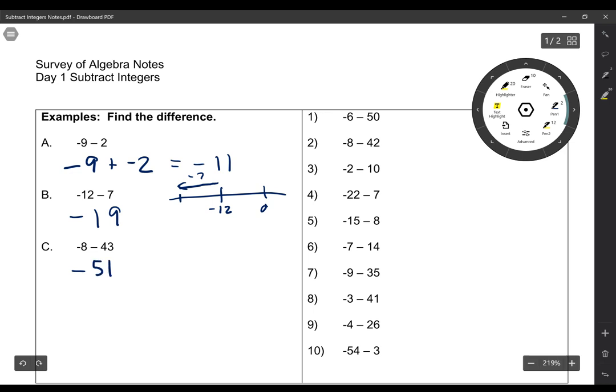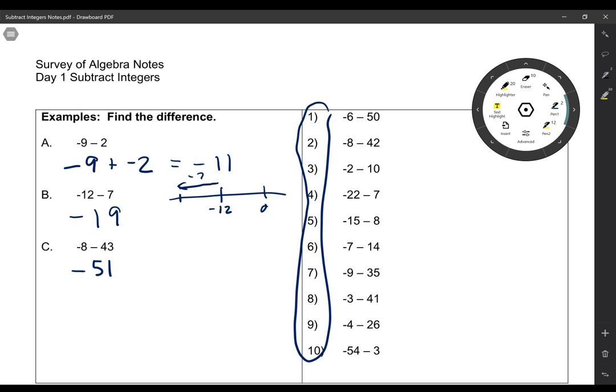So you need to go ahead and pause the video now, and you're going to try this first 1 through 10. They're all subtraction, and they're all this kind of same problem where we have a negative and then we're subtracting. So go ahead and pause and try those on your own.